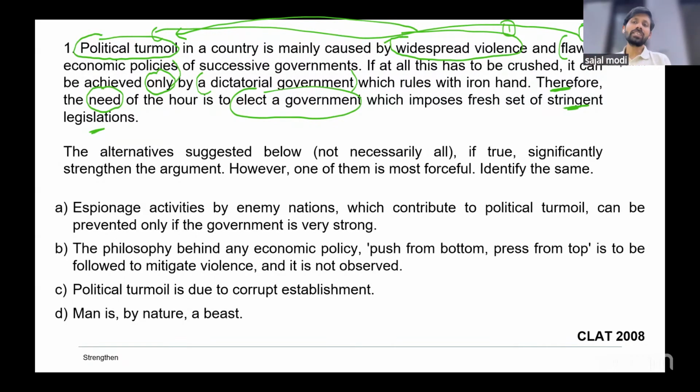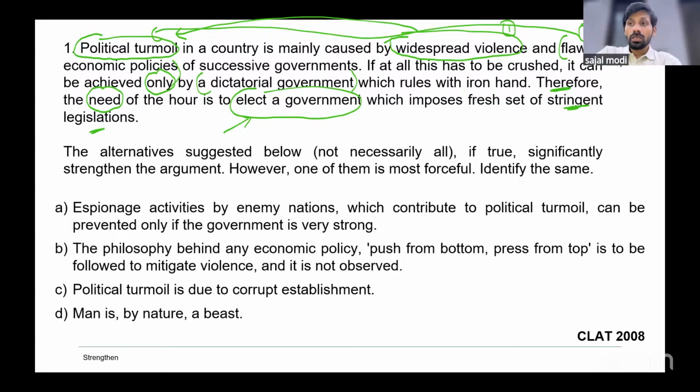So after having read till the end, I understand that the author, by saying a dictatorial government is needed, is not really referring to a dictatorship, because he uses the phrase "elect a government." You can't elect a dictatorship, right? So by dictatorial, the author means a strong government, not a dictatorship. It talks about electing a strong government, so I can sort of infer that.